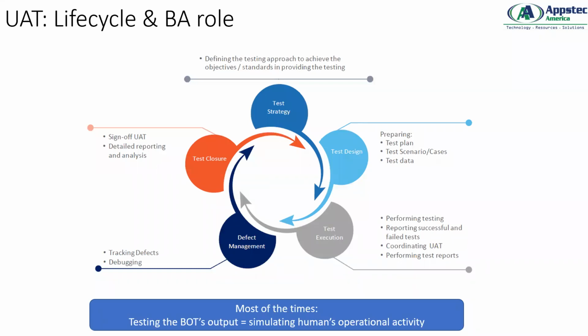So in your test execution, we have already covered coordinating UAT. That's what coordinating is all about. Next, performing the test reports. As I said, if your test cases are successful, you're going to document that. If your test cases have failed, you're going to document that. And also the performance report: how long the bot is taking to complete specific tasks. You might have already identified certain areas where the performance of the bot needs to improve based on the project, right? So you also have to analyze your performance.